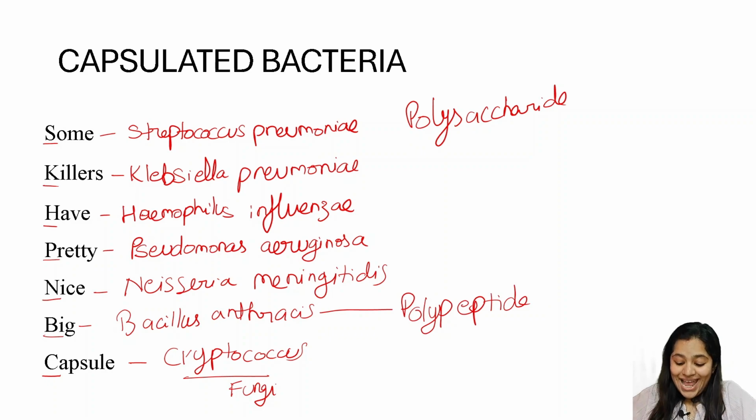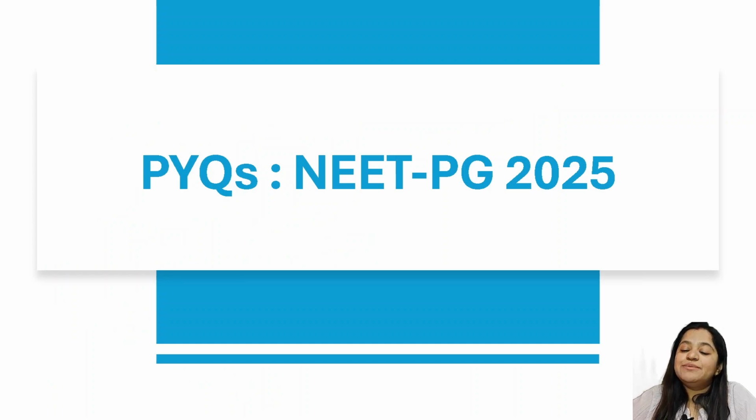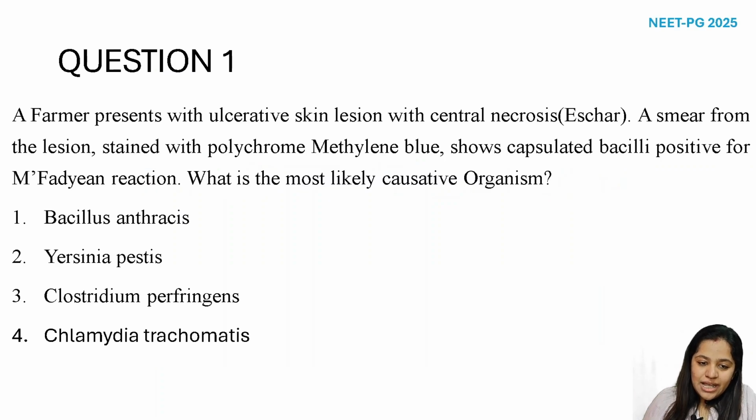Clear? Okay. Now, since we are done with the most common concepts, let's see the NEET PG 2025 questions. So, we have the first question. A farmer presents with ulcerative skin lesions with central necrosis. A smear from the lesion stained with polychrome methylene blue shows capsulated bacilli positive for your McFadden reaction.